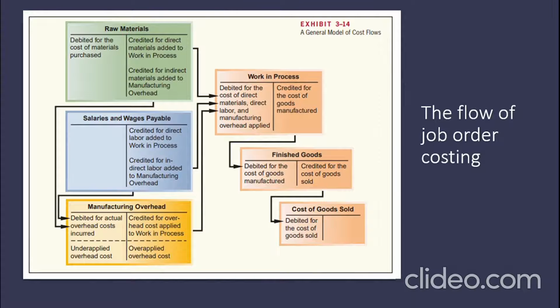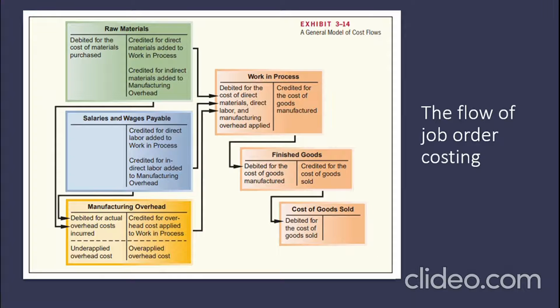Moving on to the next slide, which is the flow of job order costing. In the picture is a general model of cost flow. Basically, the flow of costs in a job order system begins by recording the cost of material, labor, and manufacturing overhead. Direct material and direct labor costs are debited to the work in process account. Any indirect material or indirect labor costs are debited to the manufacturing overhead control account, along with any other actual manufacturing overhead costs incurred during the period.